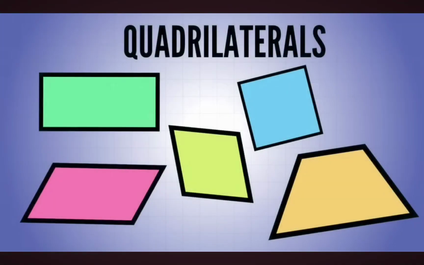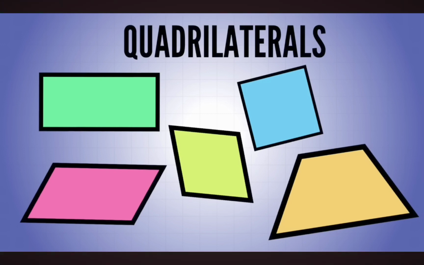Now we're going to talk about quadrilaterals. If we look at the very definition of a quadrilateral, look at the first four letters, and that's quad. Quad means four, laterals means lines. So you're talking about a two-dimensional shape that has four lines.